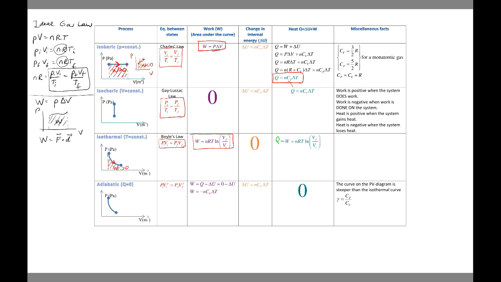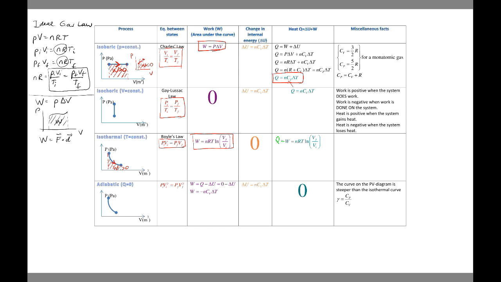Now, we know that the heat exchange is zero, and we also know that for all processes, the change in internal energy is nCv delta T. So we can use the first law of thermodynamics to solve for the work, and that will be Q minus change in internal energy, which is 0 minus nCv delta T, so work is going to be negative nCv delta T. And that way we don't have to actually find the area under the curve. We don't have to do the integral to figure out what the area under the curve is for the adiabatic process.